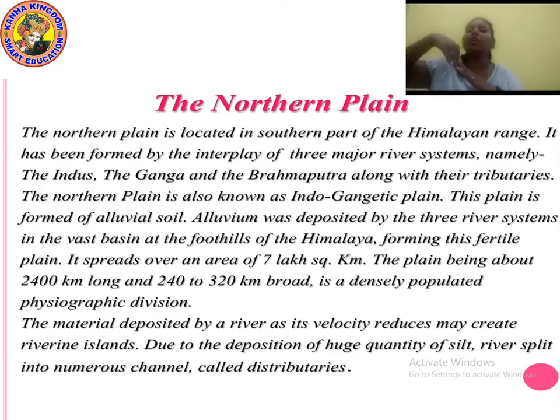Foothill means the beginning of the Himalayas, where the Himalayas used to touch the land, forming this fertile plain. It spreads over an area of 7 lakh square kilometer. The northern plain is about 2,400 kilometer long and 240 to 320 kilometer broad.